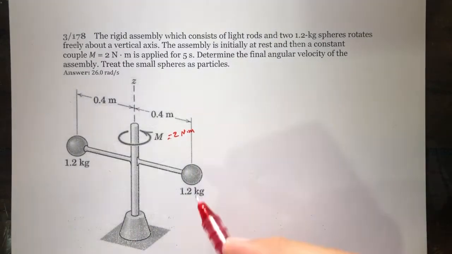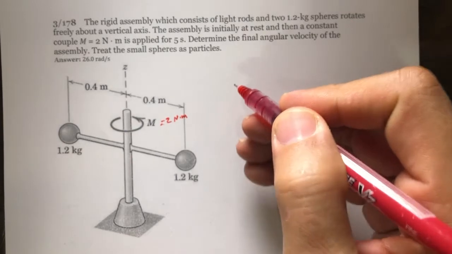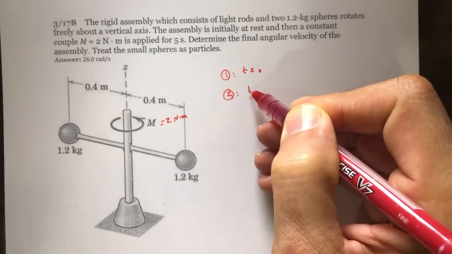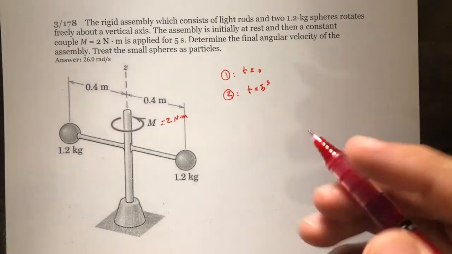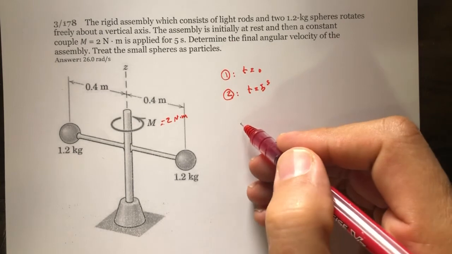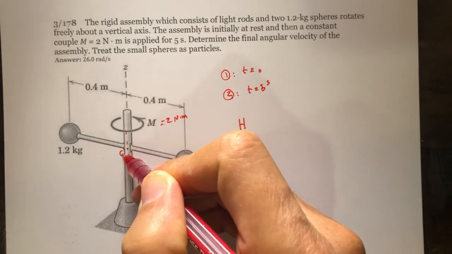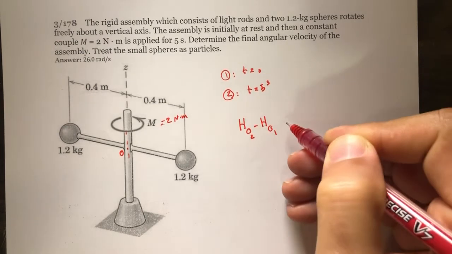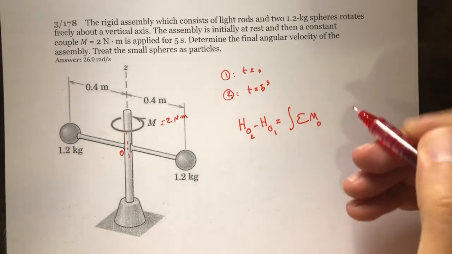Okay. So I'm going to use angular momentum and angular impulse equation. So the beginning is 1 when t is equal to 0, and by 2 I mean when time is equal to 5 seconds, right? I'm going to use the angular momentum equation between 1 and 2 based on the equation which we derived in the previous video. And also I'm going to call this point O. HO2 minus HO1 is going to be equal to the integral from 1 to 2 of the sum of the moments that we have about point O dt.